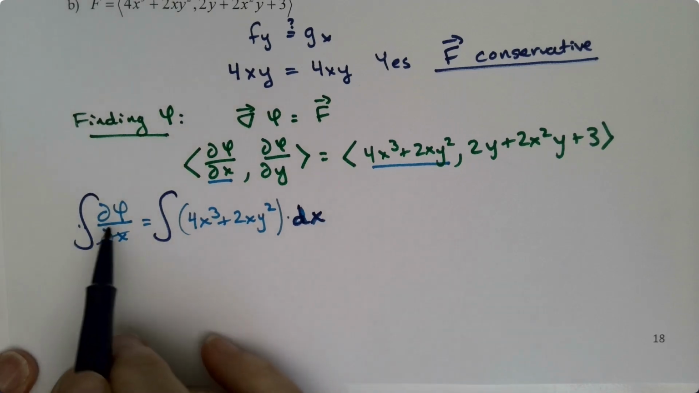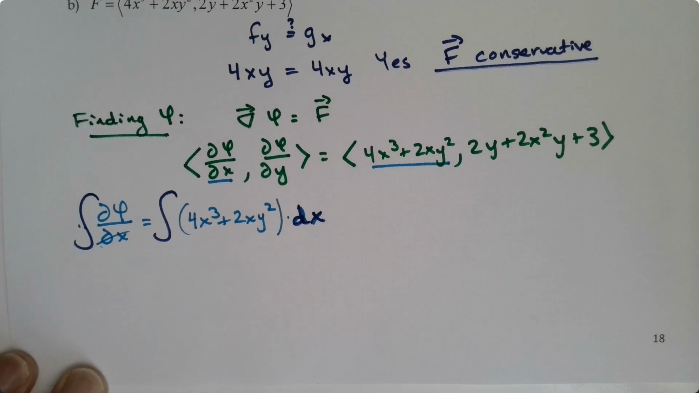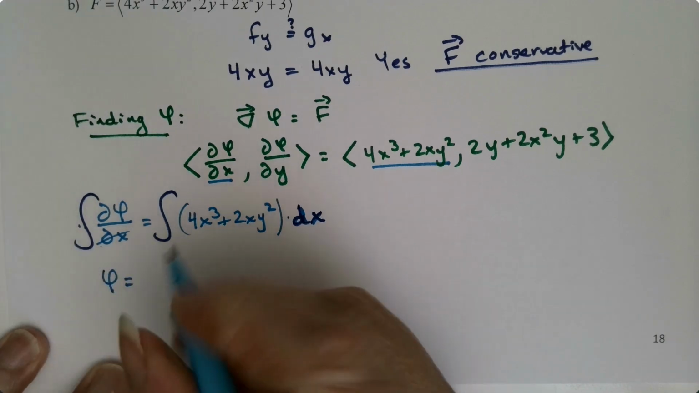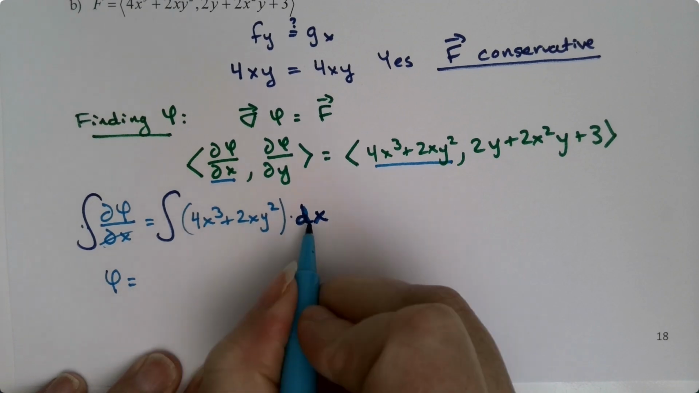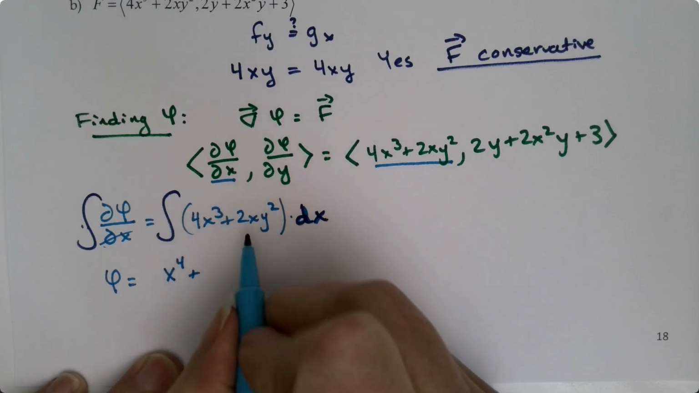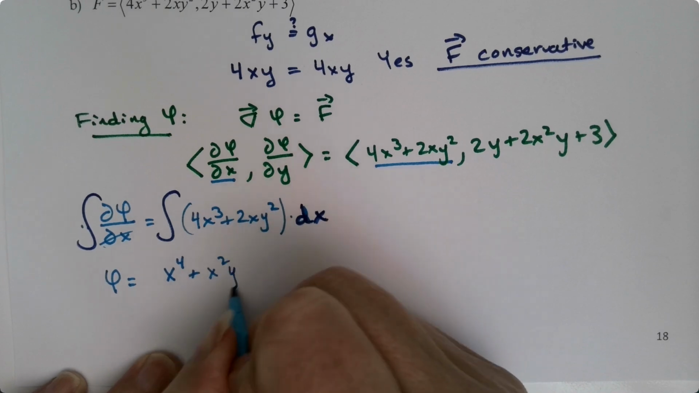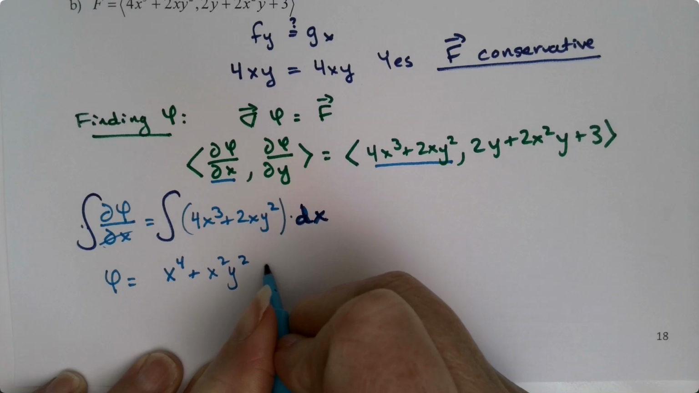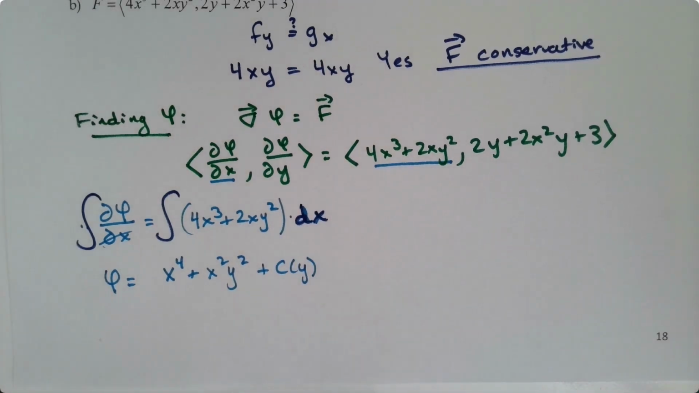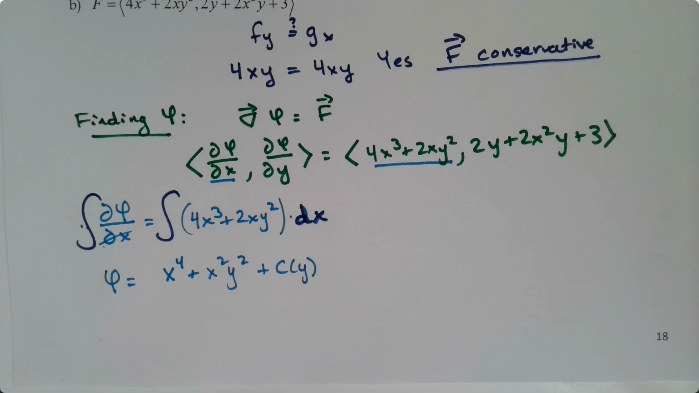So when you integrate d phi, you're just going to get phi, and that's equal to, and we're going to integrate this with respect to x. So this would be x to the fourth plus x squared y squared, because we add 1 to the power and divide, plus some function of y, because I'm only integrating with respect to x, so there's some other piece to this.